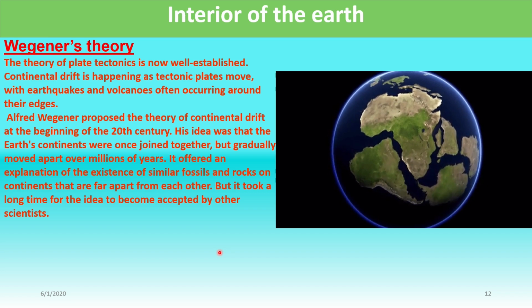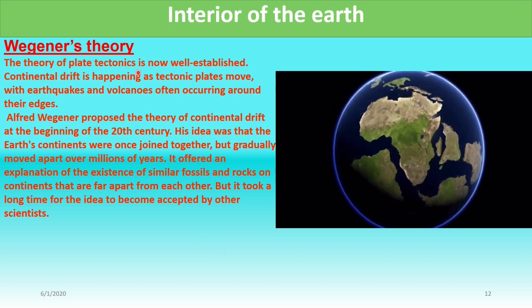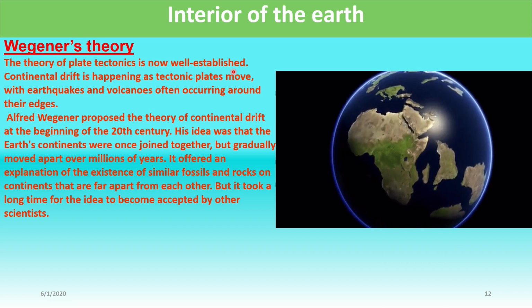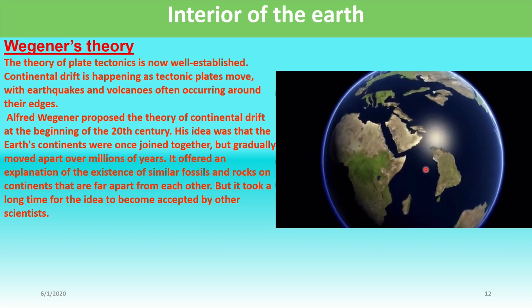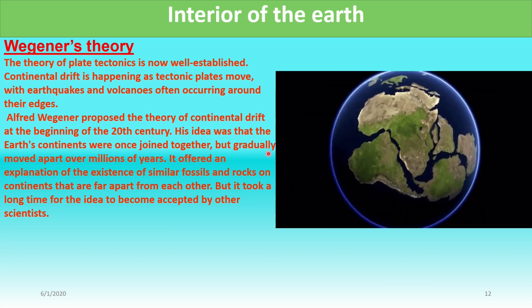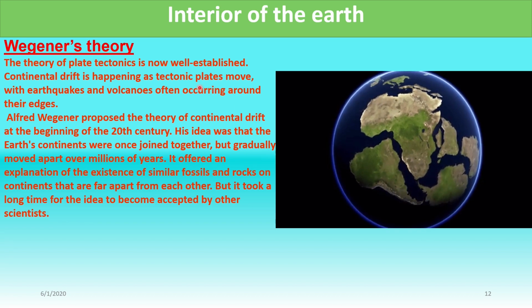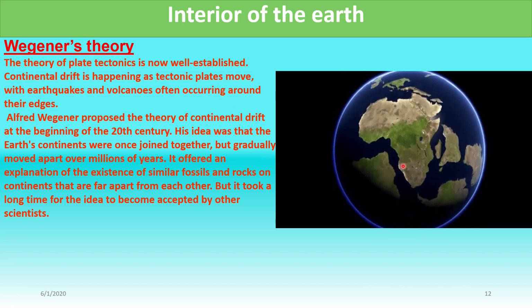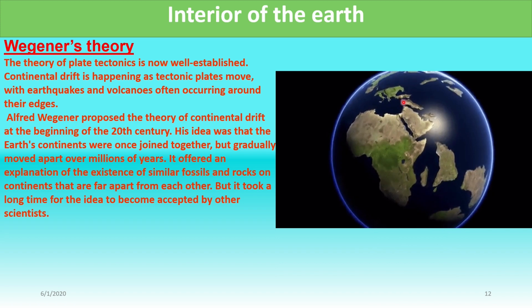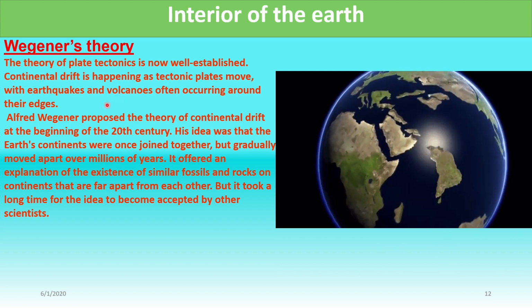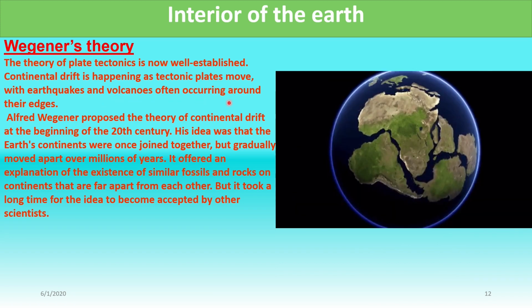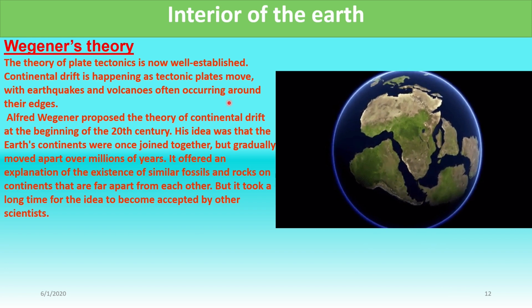Wegener's theory. The theory of plate tectonics is now well established. Continental drift is happening as tectonic plates move from each other or towards each other, with earthquakes and volcanoes often occurring around their edges.